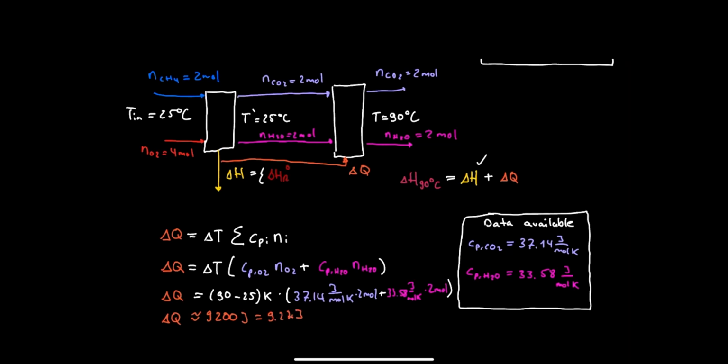which is 9.2 kilojoules. Which means that delta H for 90 degrees Celsius is going to be equal to delta H, which we calculated in the previous task, which is negative 1118 kilojoules, plus 9.2 kilojoules, which will result in around negative 1108.8 kilojoules. So the absolute value is less than the previous task, and this makes sense because part of the energy is being drained for heating up the products.